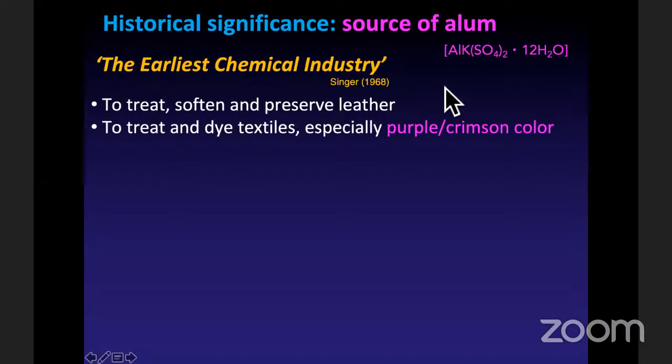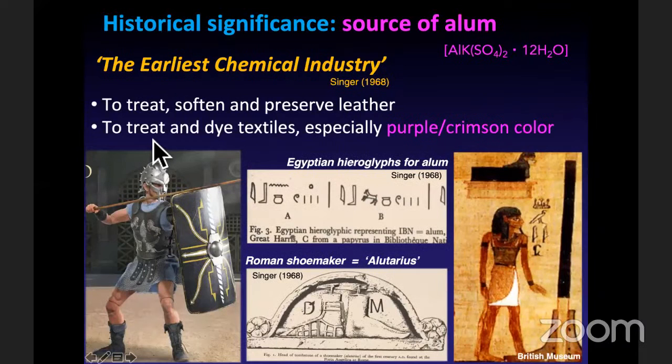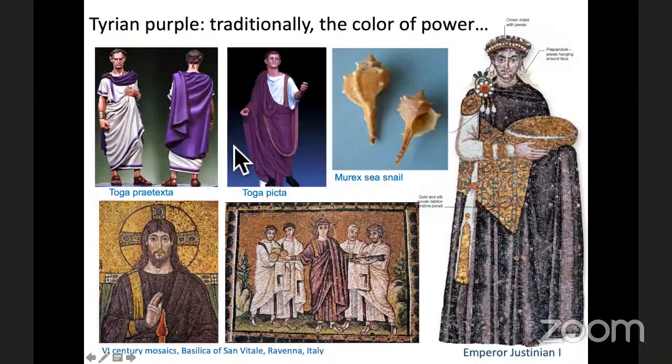It was extremely important in ancient times, especially around the Mediterranean, for two reasons: to treat, soften, and preserve leather. 2,000 years ago, what you wanted to have were shoes and clothes, and that was about it. So shoes needed to be treated, leather needed to be treated, and the name of a Roman shoemaker was an alutarius, from alum. And alunite, of course, comes from the same root. And to treat and dye textiles, especially this purple color. So in Roman times, the toga picta was worn only by the emperor or by generals who won in a battle. This color came from this.